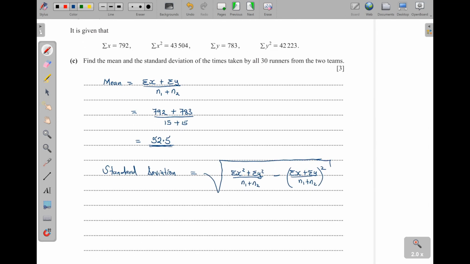Now, we are going to have the square root of, for X squared, it is given as 43504. Then for Y squared, it is given as 42223. And then we shall divide by, of course, 15 plus 15. And then minus this one that we have done before. I can write 52.5 because it is a terminating decimal. Okay, but if it is not a terminating decimal, you can put this whole thing here. So I will just put 52.5 here squared.